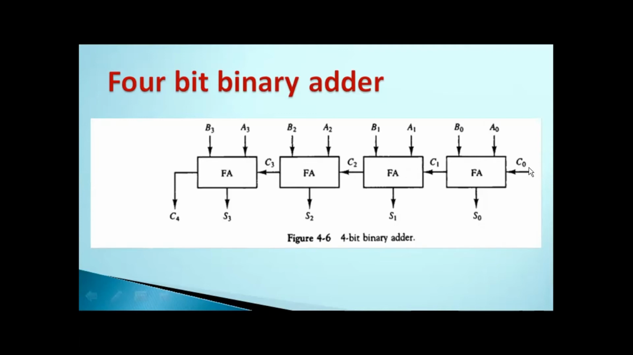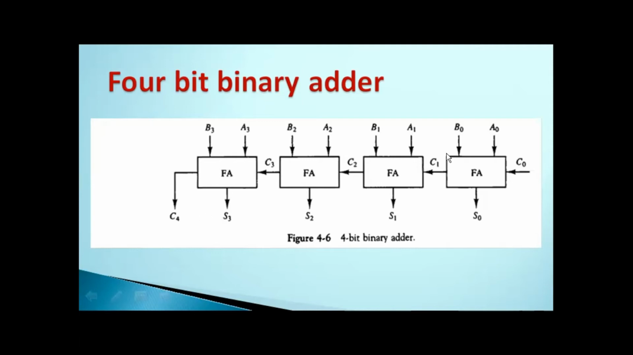Observe here, this is the initial carry. Initial carry is 0 here. Next, this full adder produces the carry C1, and this will be the input carry for this particular full adder. Again, this full adder produces the carry C2. Again, this will be the input carry of the next order full adder. Again, this full adder produces C3. This will be the input carry of this full adder. At last, C4 is the output carry. C0 is the input carry and C4 is the output carry.